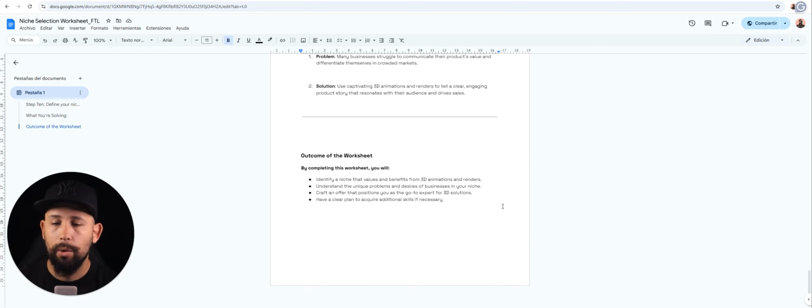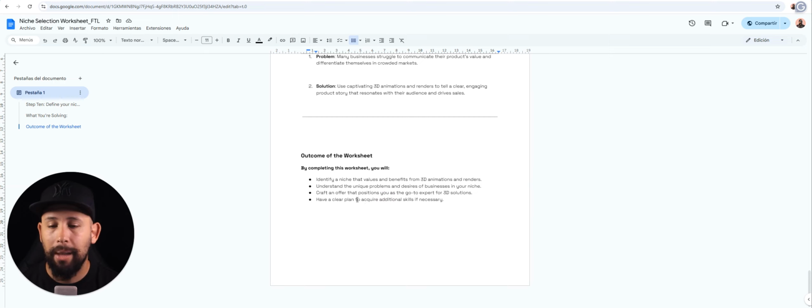So, the outcome of your worksheet. By completing this worksheet, you will identify a niche that values and benefits from 3D animations and renders, a profitable niche. Understand the unique problems and desires of businesses in your niche. This part is crucial, man. That's why you need to choose a niche, because you cannot understand the problems of everyone. You need to understand the problem of a specific type of person, okay? Craft an offer that positions you as the go-to expert for 3D solutions. And this is the crucial part: go-to expert. If you position yourself as an expert, you can charge a lot of money, trust me.